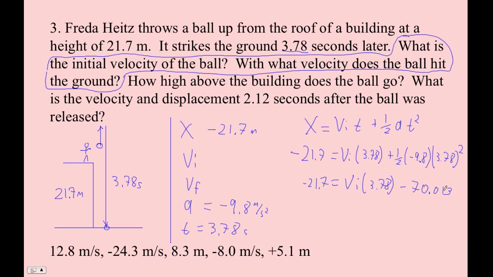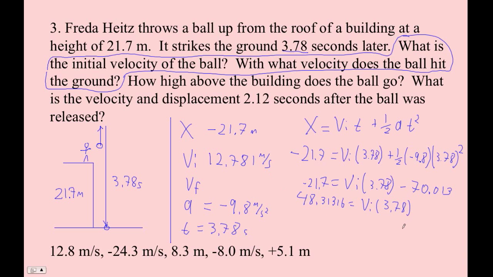Okay, and now the next step is I'm going to put this on this side. So I'm going to add that to both sides. So negative 21.7 minus the answer I just got, and I get 31.316, equals VI times 3.78. Okay, and now I just divide. This is like the hardest math that we have to do. So I'm going to divide by 3.78, and that's 12.781 meters per second.